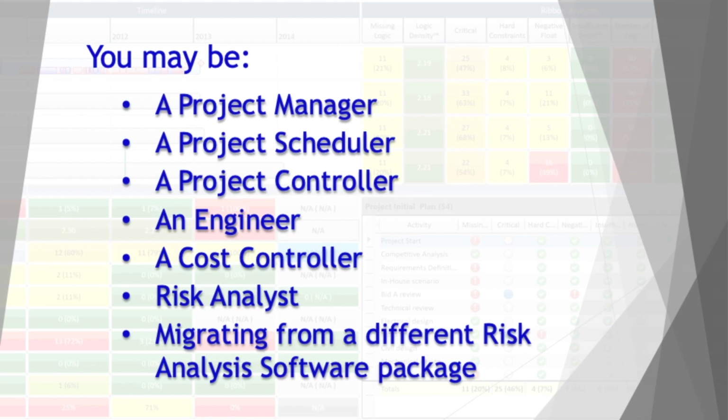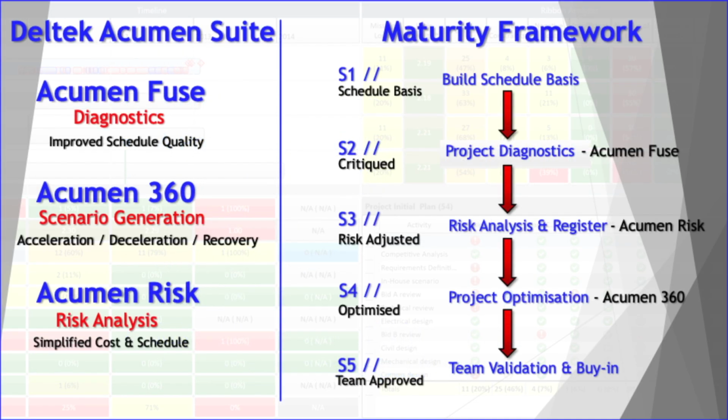This course for Deltek Acumen 360 falls within the S1 to S5 maturity framework, which applies to the whole Deltek Acumen suite: Acumen Fuse, Acumen 360 and Acumen Risk. There are a set of 5 steps that should be followed to decrease risk, improve quality and confidence for the validation of schedules. As one progresses, each level leads to a more successful and achievable project plan. So, the Deltek Acumen suite adheres to the following 5 steps.